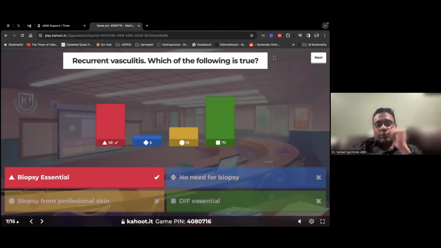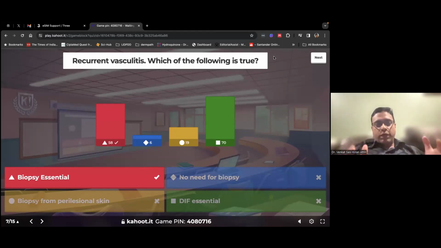All right, actually, this is a single answer, sorry. So biopsy is essential is the correct answer because we need to differentiate small from medium vessel. DIF is not essential, and I'll explain that in a second. Obviously, no need for a biopsy is the wrong answer. And biopsy from perilesional skin, again, will not help because you need to biopsy the lesion. If you biopsy the perilesional skin, that will not help.